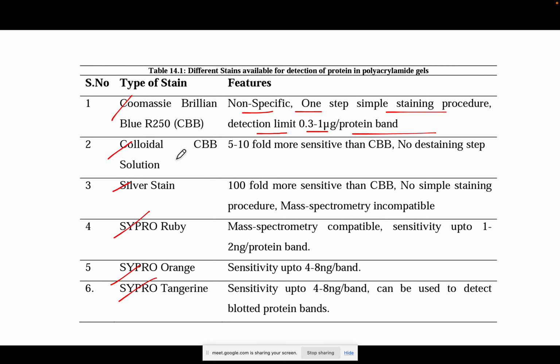Colloidal CBB solution is 5 to 10 fold more sensitive than CBB, and no destaining step is required. Silver stain is 100-fold more sensitive than CBB, not a simple staining procedure, and mass spectrometry incompatible. So once you do silver stain, it's very sensitive, and it's not a simple staining procedure, but it's not very complex also.